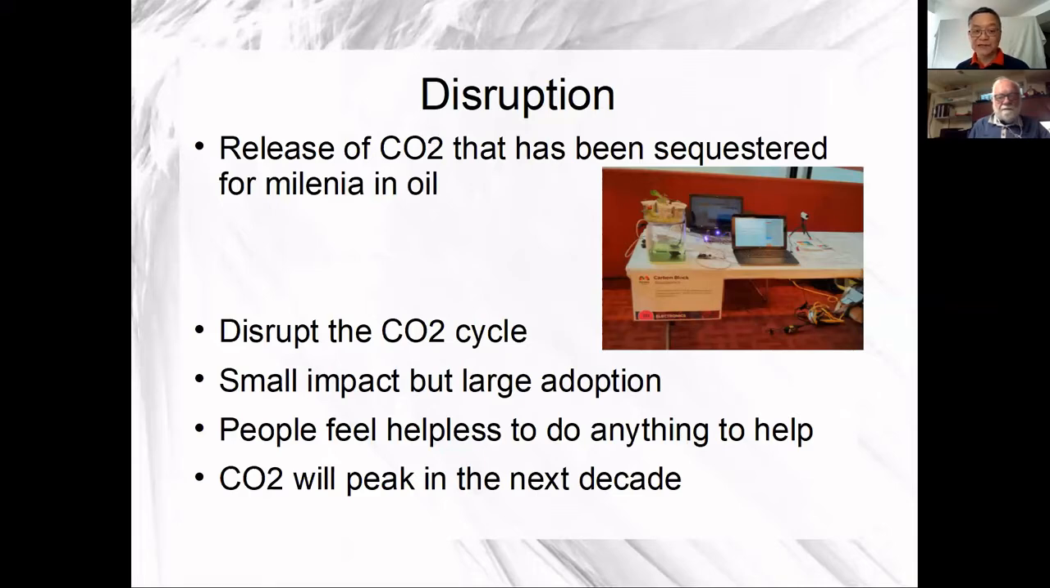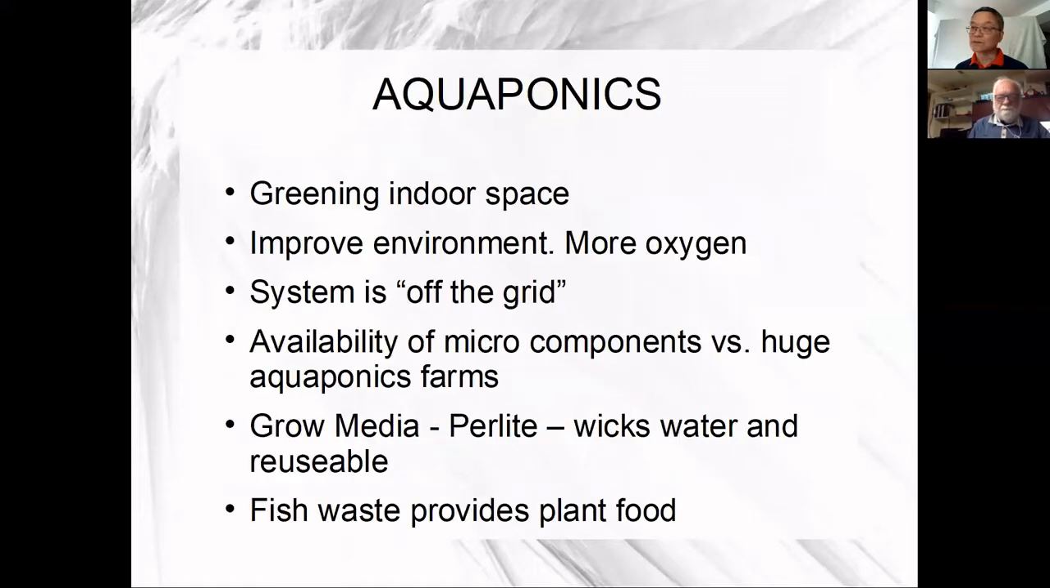Carbon dioxide is going to peak within the next decade. So if we can absorb that carbon dioxide and sequester it for 10 years, then we can re-release it at that point. So first step is aquaponics. We're greening indoor space. You improve your indoor environment because you're going to get more oxygen from the plants. The whole system's off the grid. So we have a solar panel charging the batteries and then the water being pumped periodically to the top.